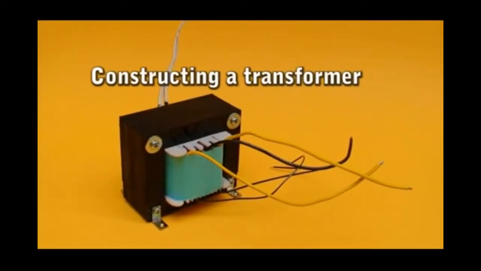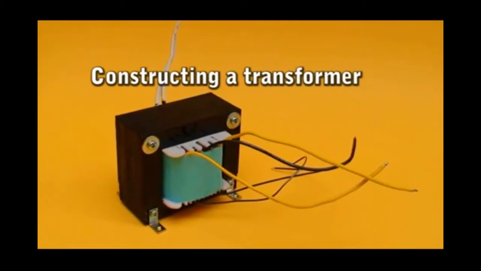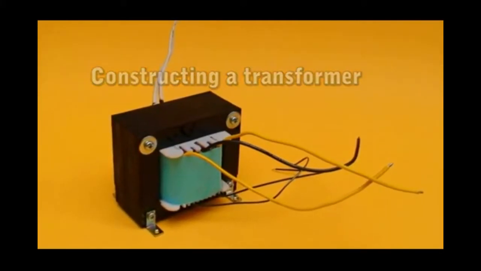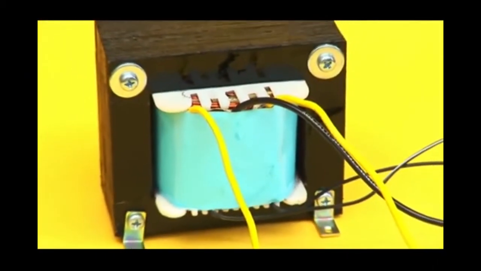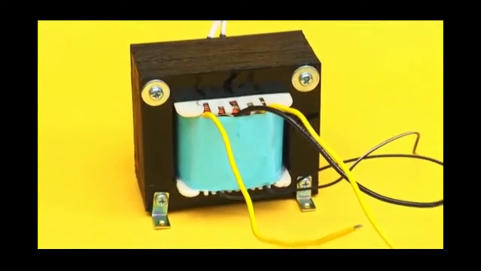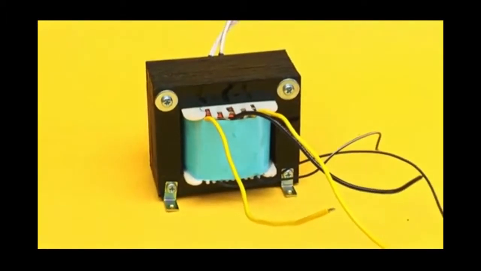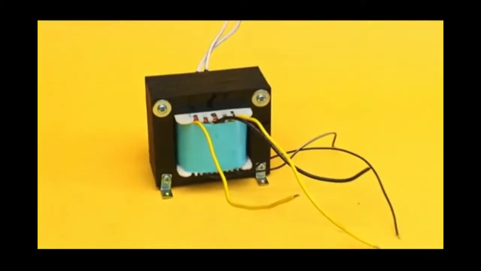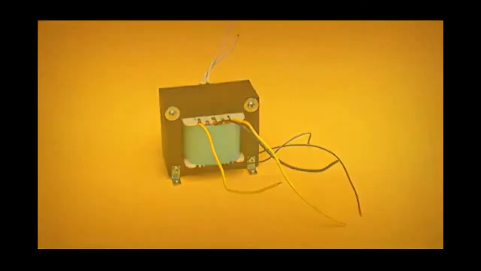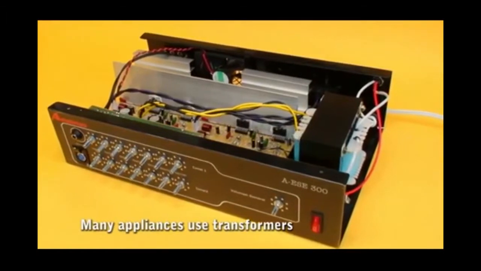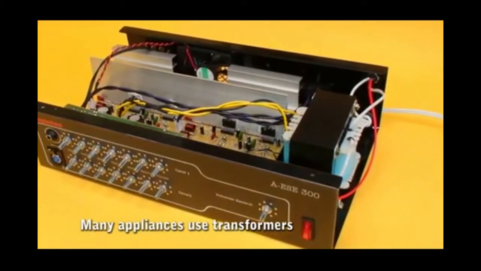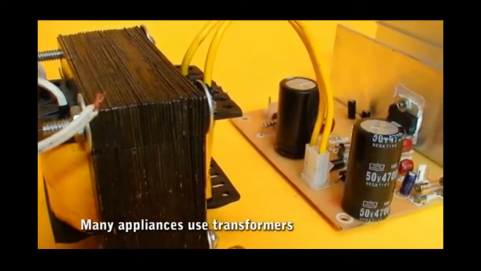Constructing a transformer. The transformer is an electrical component designed to change the level of voltage and current according to need. Operation. Electronic devices operate at different voltage levels than those delivered by the public grid. To operate these devices requires a transformer.